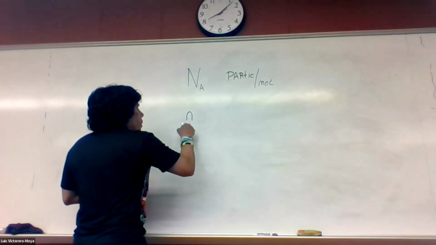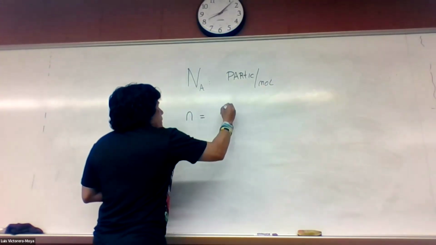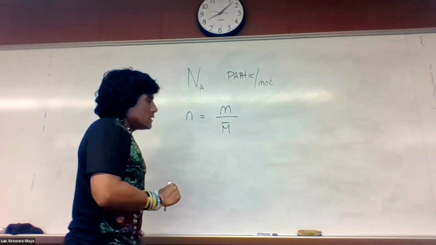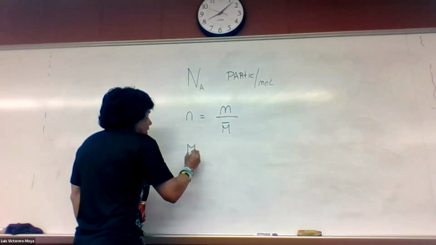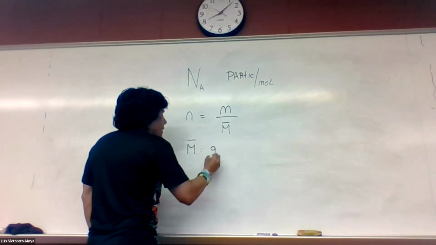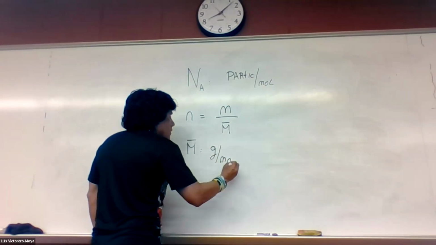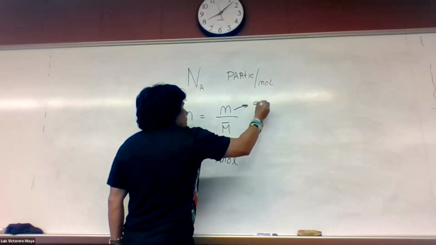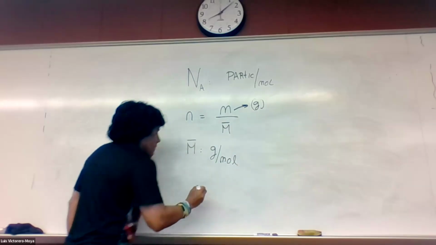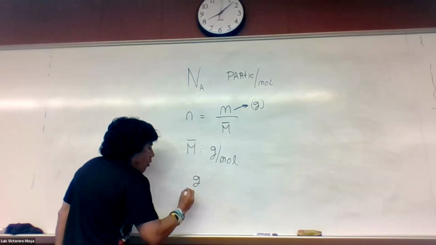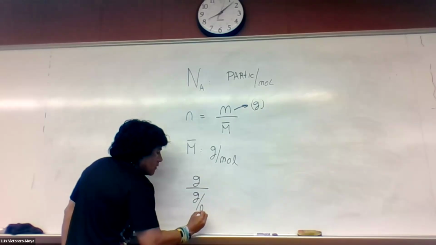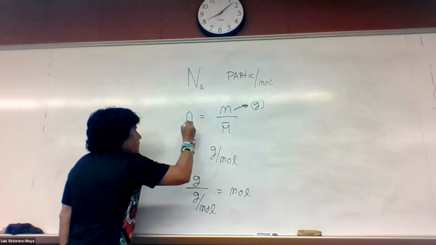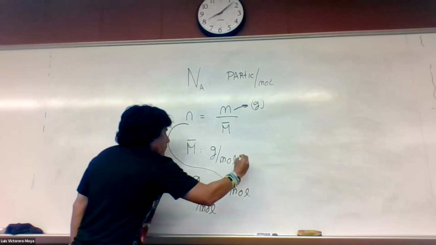And mole is mass over molar or atomic mass. Atomic mass is in units of grams per mole. So my mass is in units of grams, grams over grams per mole gives you moles. Well, there you are, right? Perfect.